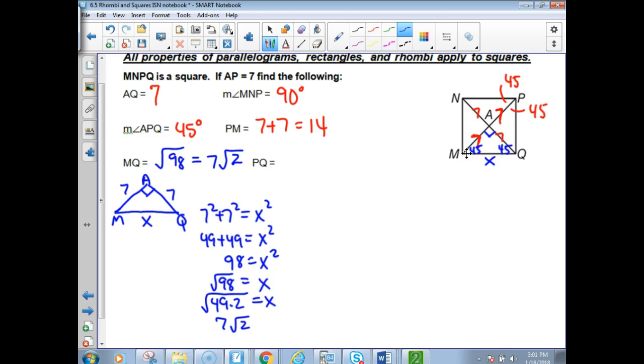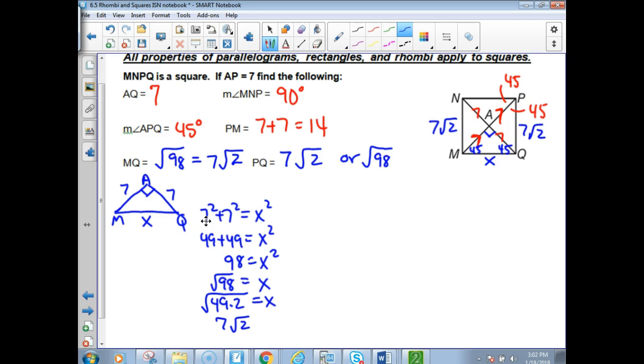P to Q is just another side that's equal to it. So all of these sides are going to be 7 root 2, 7 root 2, 7 root 2. So it's going to be 7 times the square root of 2. If you did write square root of 98, I would take it at this time.